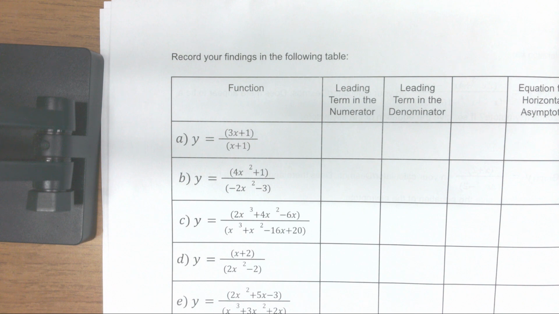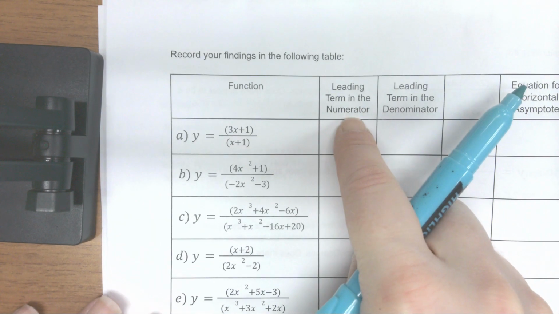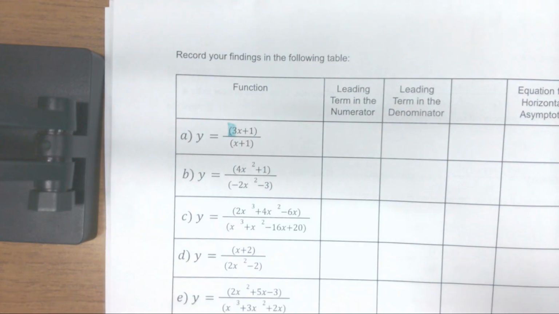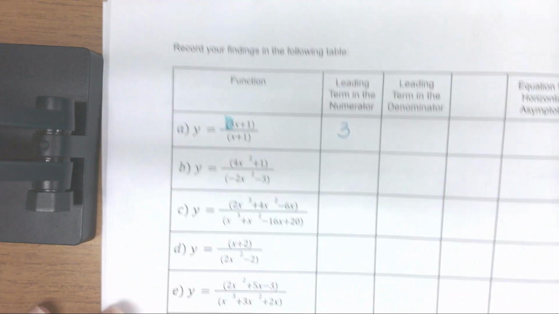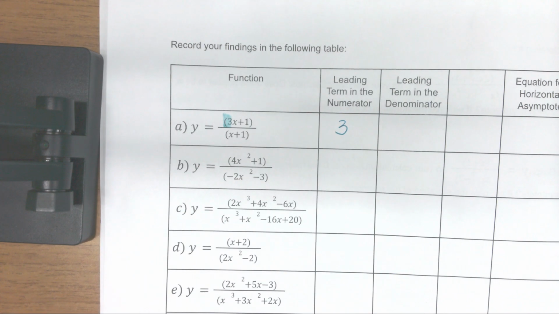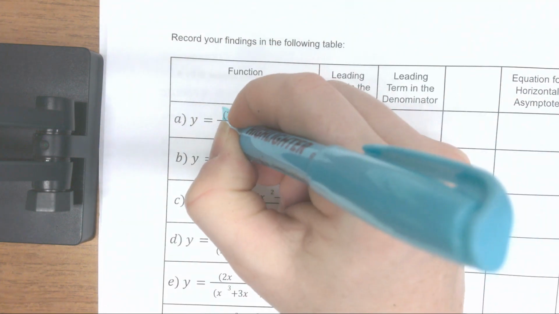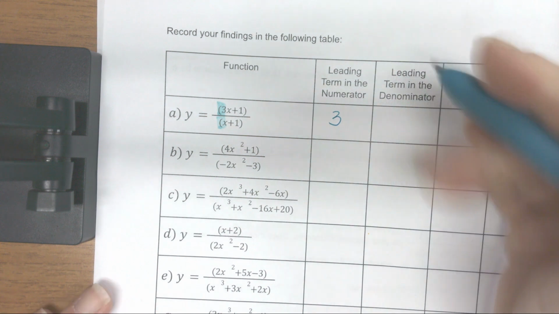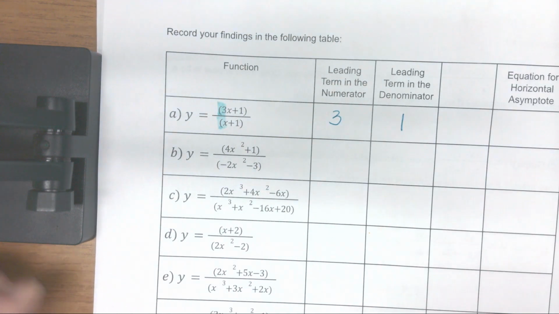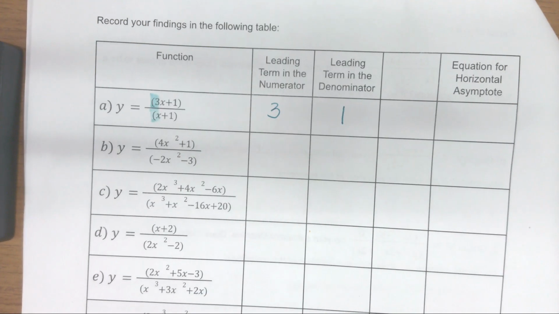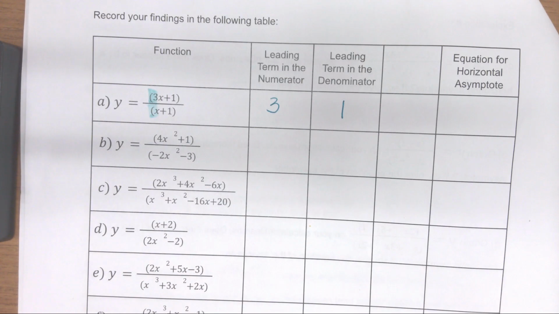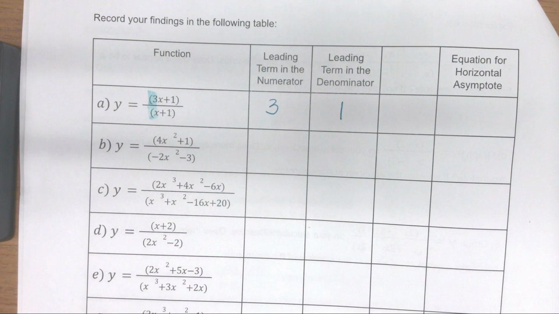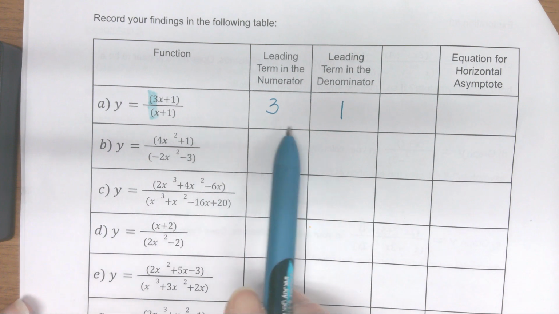Okay. So the leading term in the numerator, meaning the leading coefficient, would be this right here. So that's 3. The leading term in the denominator would be what's in front of the highest term, and there's nothing written there, so what can we put? 1. What's going to go here is, you're going to see what kind it is, but it has something to do with a 3 and a 1.